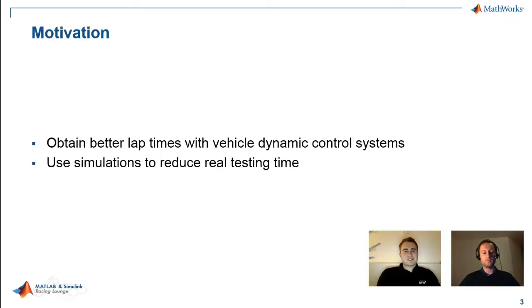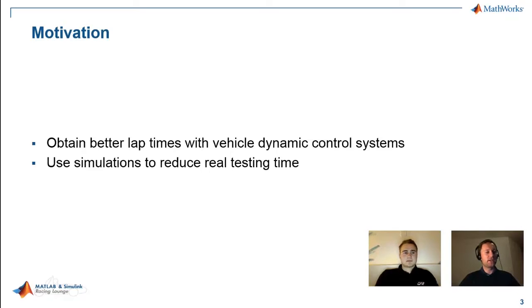So what's our motivation? As every Formula Student team, we want to be the fastest, or we want to have the fastest car on track. And for this, we want to use the vehicle dynamic control systems to have better lap times on the track. Another thing all teams know is we have limited test days, so we want to do as much as possible with simulation. So we have more time with testing the driver, and get a reliable car. For this, we use simulation to reduce the real testing time.